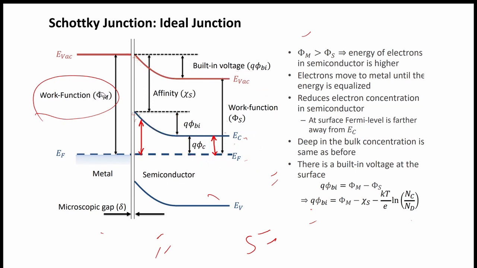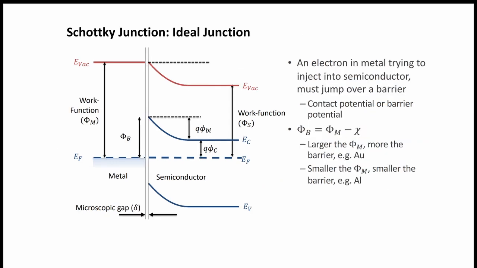Actually these are already done in the PN junction. So let us say this is in equilibrium. If there is an electron which wants to come towards the semiconductor side, it has to jump over this barrier phi b. Okay, this phi b is the barrier.